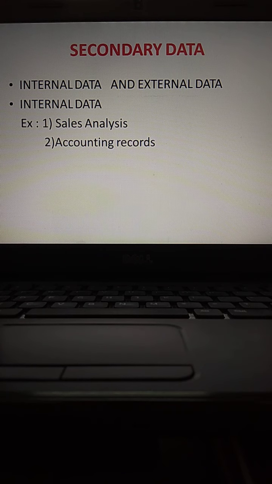But as far as the secondary data is concerned, again two categories would be there. One is called the internal data and the other the external data. So what do you know as internal data? Within the company, within the organization, sometimes already available information would be there. If you are making use of that information, you are using the secondary data called internal. Examples are sales analysis and accounting records.